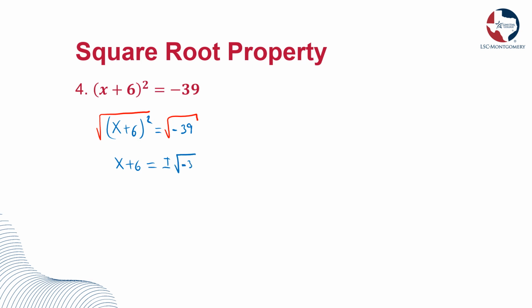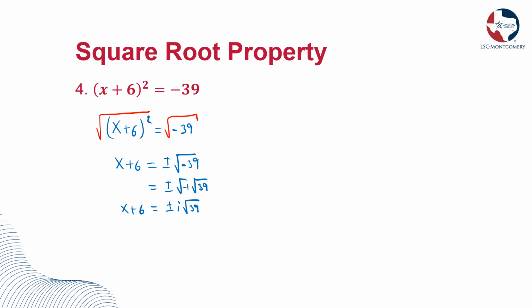negative 39. Now, right away when we see the square root of a negative number, we automatically think about the product rule of radicals. We can rewrite this as plus or minus square root of negative 1 times square root of 39. Because we know the square root of negative 1 is the imaginary number i. So we can turn that into plus or minus i square root of 39. Let's go ahead and rewrite the left side here, x plus 6.